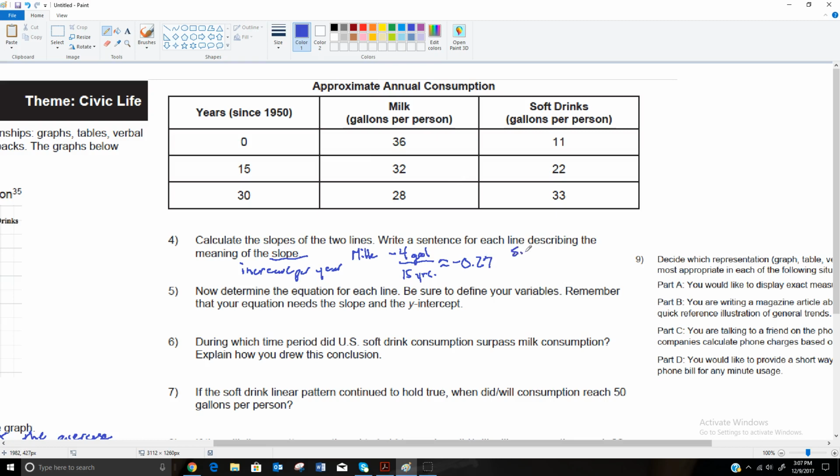Okay, and then for the soft drinks, they went up from 11 gallons to 22 gallons. And again, you should be able to do this with any 2 points and get the same answer. But here it went from 11 gallons to 22 gallons, so it gained 11 gallons over, again, 0 to 15, so 15 years. So then if we wrote that as a decimal, 11 divided by 15 is about 0.73.